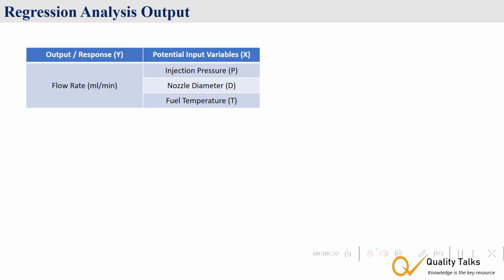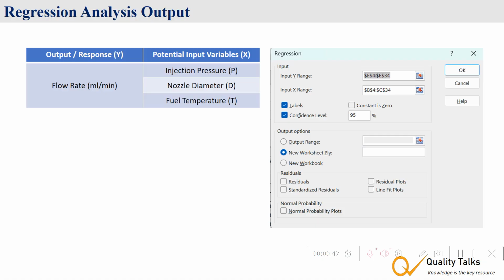In the previous video, we learned how to perform multiple regression analysis using Microsoft Excel. In our example, our objective was to predict the flow rate based on three process parameters: injection pressure, nozzle diameter, and fuel temperature. We entered the data, selected the input and output ranges, understood all the options in the regression dialog box, and finally generated the regression output.